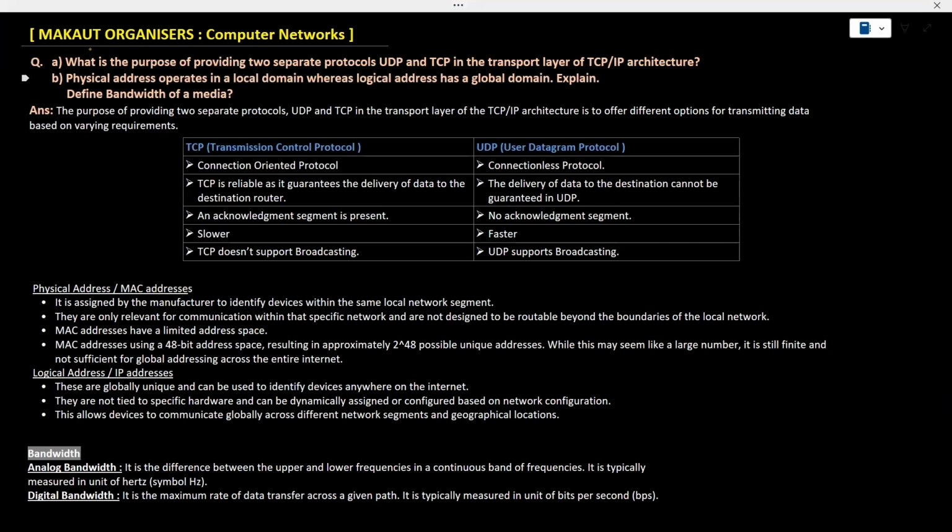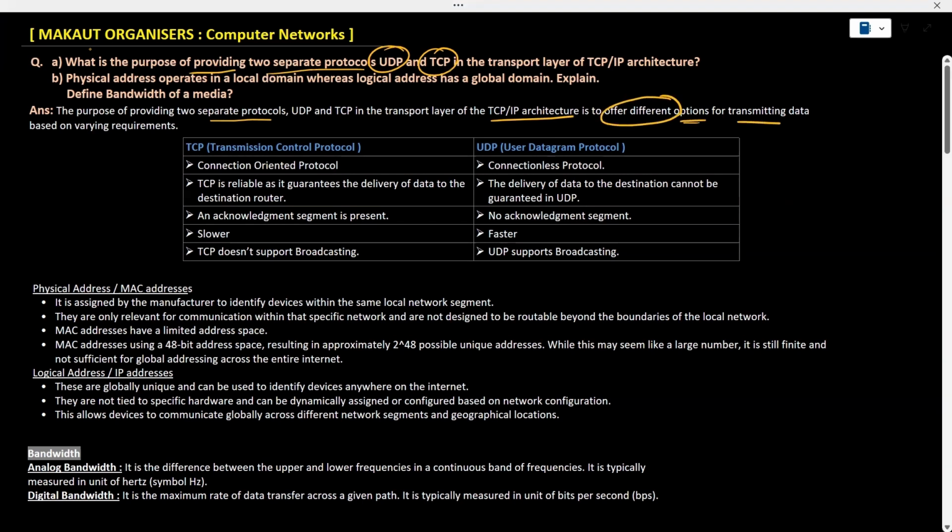In this question it says, what is the purpose of providing two separate protocols, UDP and TCP, in the transport layer of TCP/IP architecture? The purpose of providing two separate protocols UDP and TCP in the transport layer of TCP/IP architecture is to offer different options for transmitting data based on varying requirements.